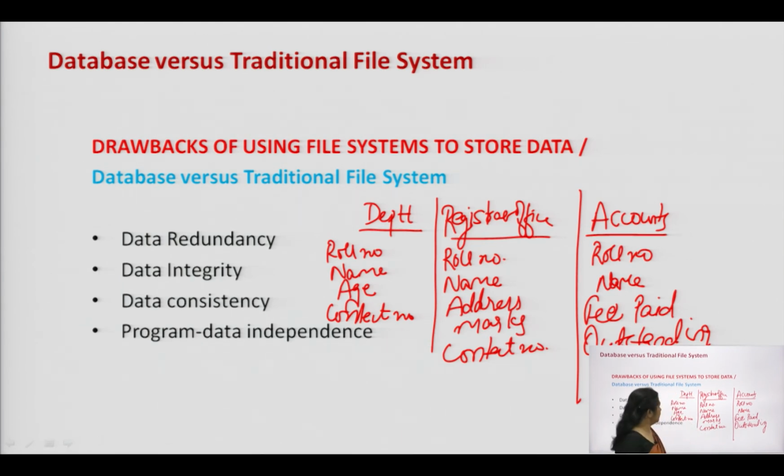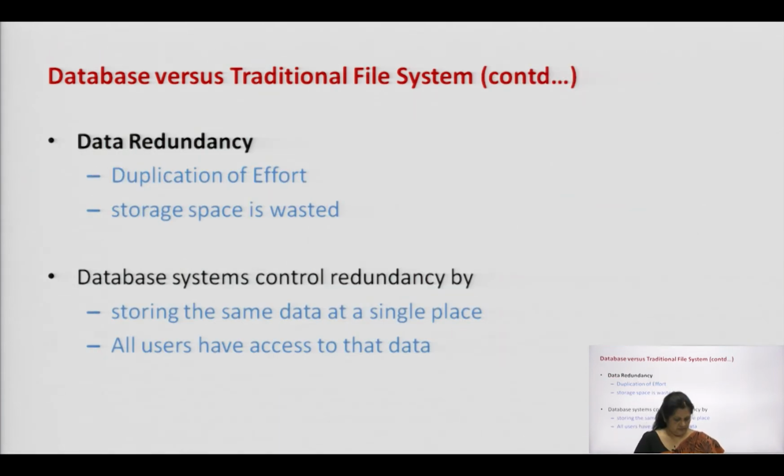Now, we see that in all three cases, student number and name are common. Between the department and the registrar office, the contact number is also common. That is, within the same college or the same enterprise, we are storing the same data at different places as per the requirement of the different users. As a result, the disadvantages are that there is duplication of effort, because the same effort to store that data is being made at different places, and there is a wastage of the storage space. Why? Because again, wherever the data is stored, storage space is being used. So, these are the disadvantages of the traditional file system as far as the redundancy of the data is concerned.